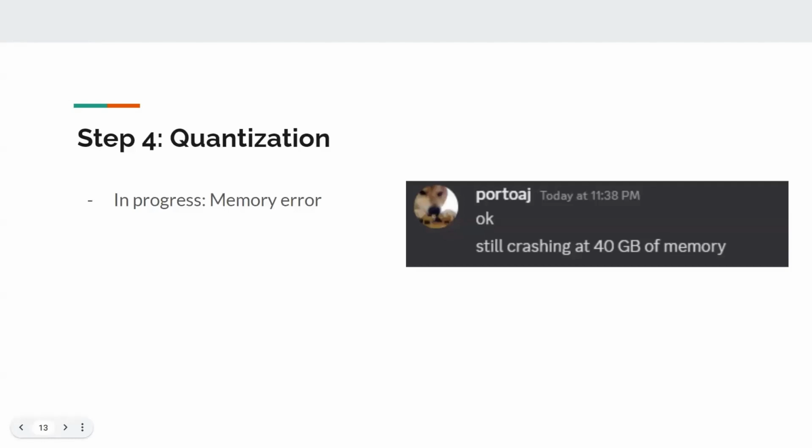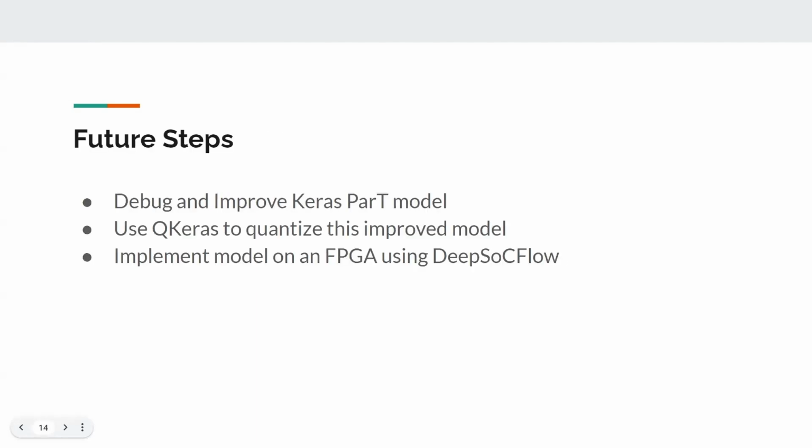The next step is quantization. Because step 3 took so long, we never really got started with this step, and as of right now, with our initial efforts, we're running into some memory errors. This is a work in progress.